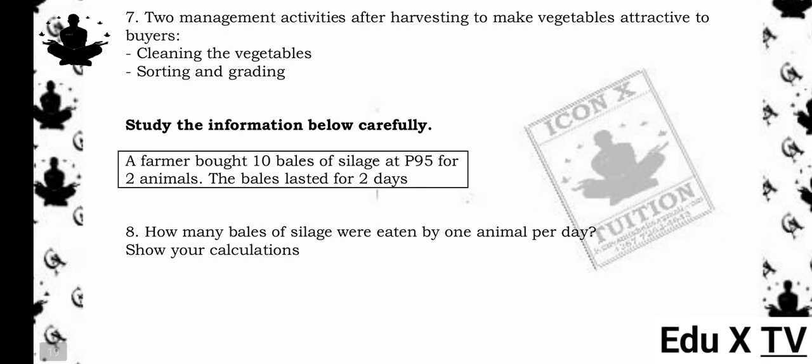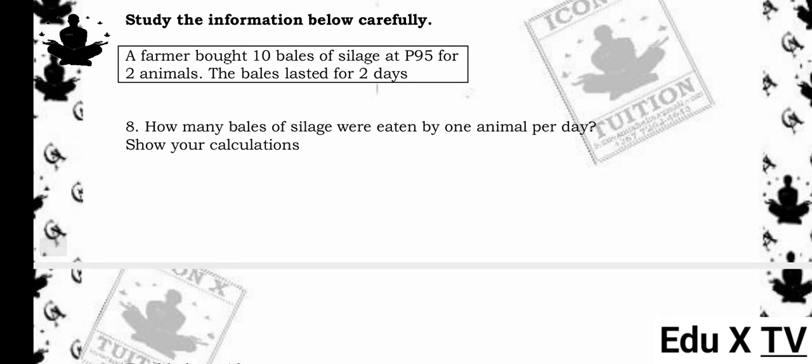7. 2 management activities after harvesting to make vegetables attractive to buyers. Cleaning the vegetables. Sorting and grading. Study the information below carefully. A farmer bought 10 bales of silage at 95 pula for 2 animals. The bales lasted for 2 days.